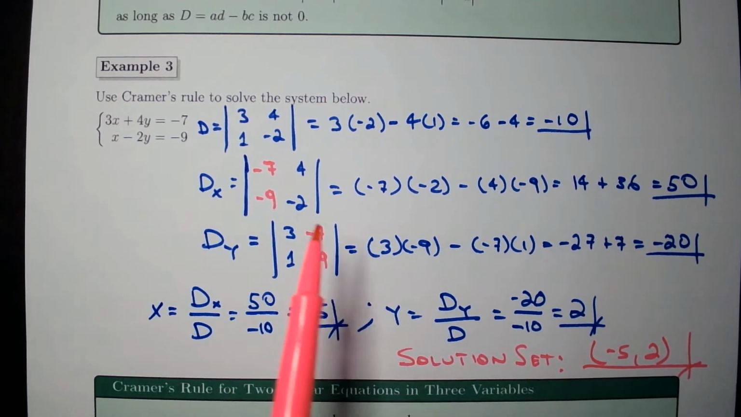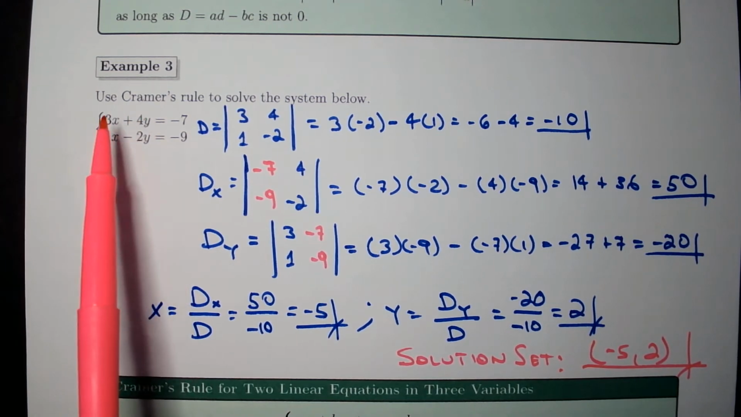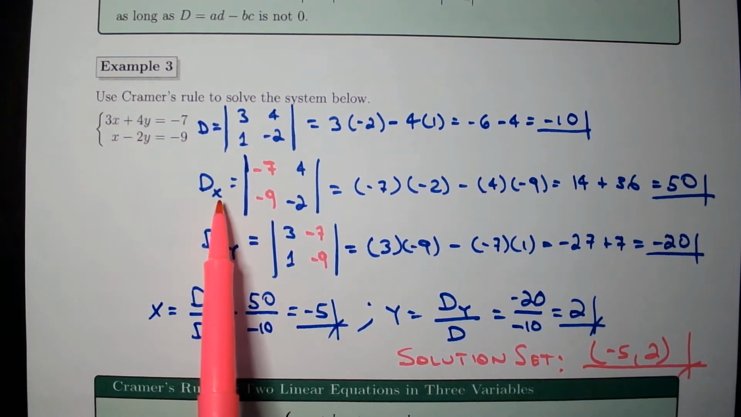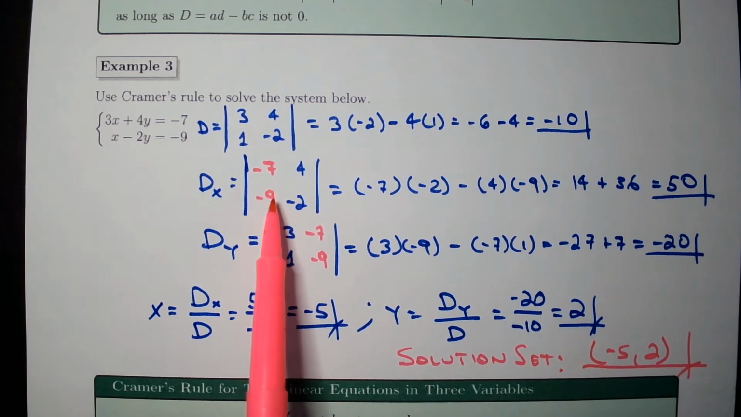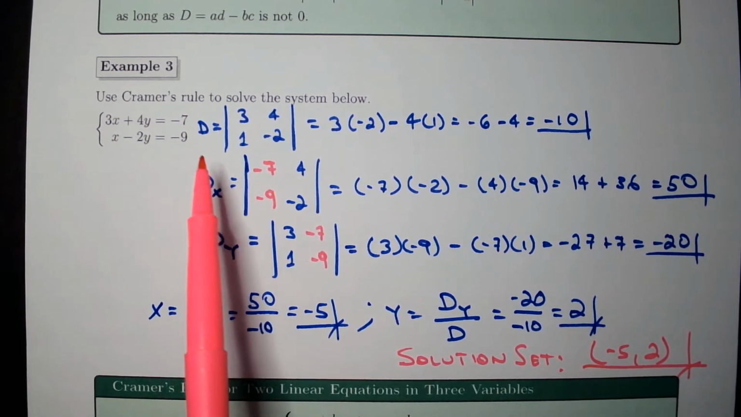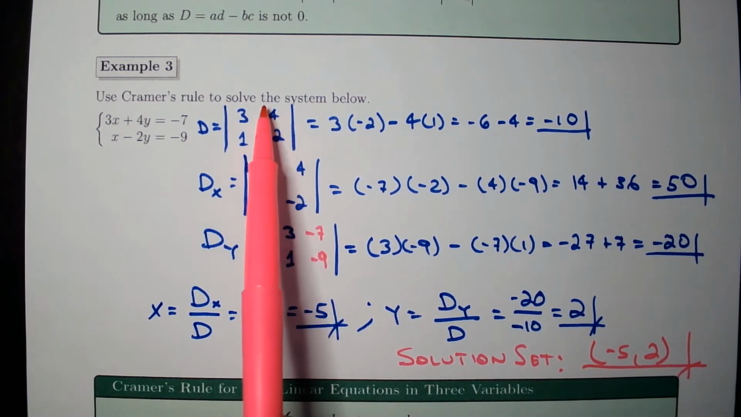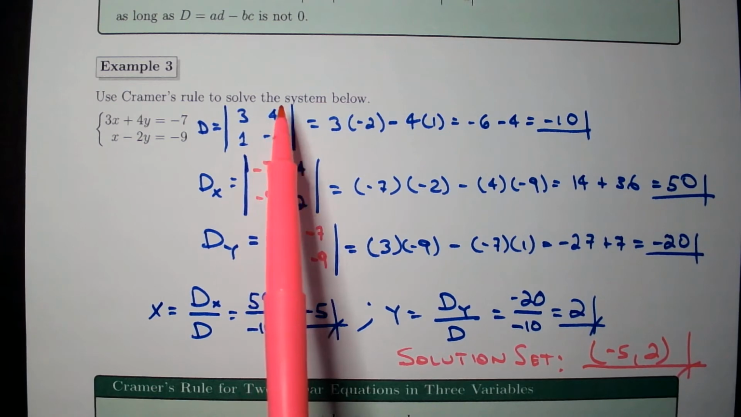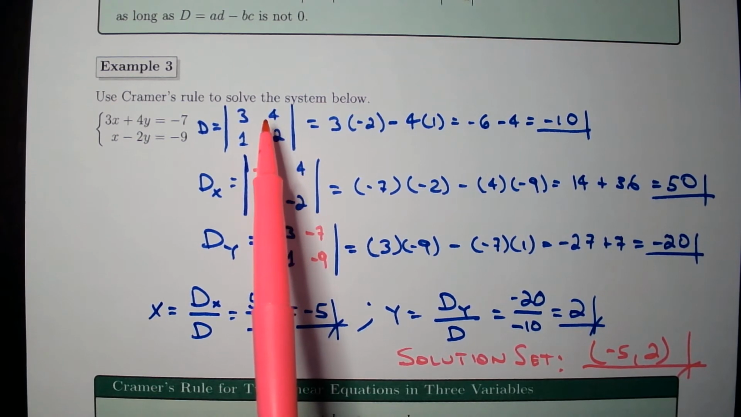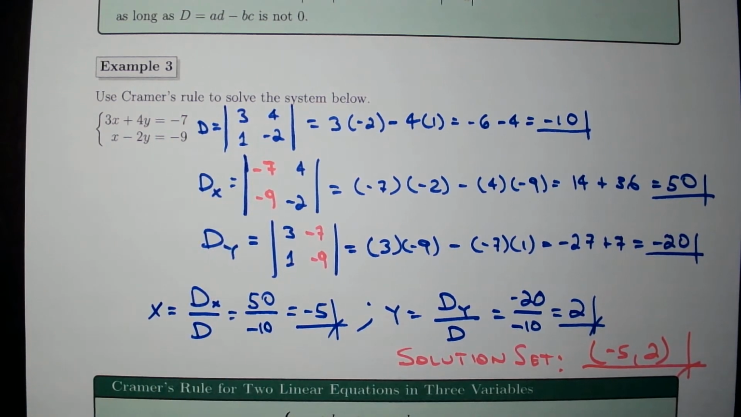Again, in a nutshell, find d from the coefficients of x and y. Find d sub x by replacing the first column, or the column of the x's, with the column of the constant terms. Find d sub y by replacing the column of the y's, or the column of the coefficients of y, with these numbers that are the constant terms or the right hand sides of the system of equations.